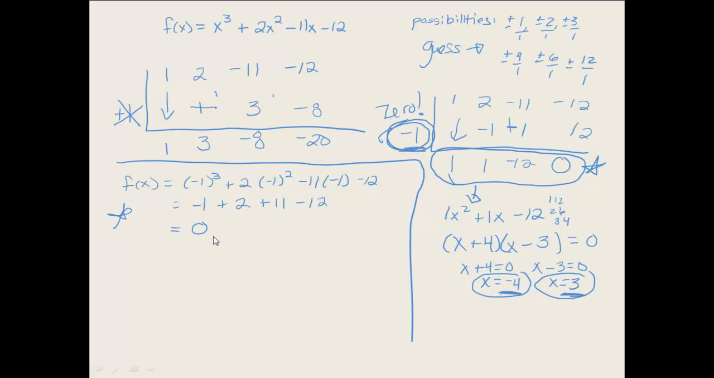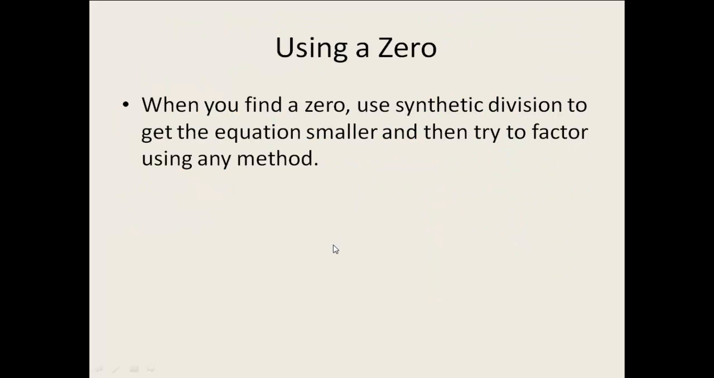If you use direct substitution, once you find that number that works, that negative 1, you still would need to go over and then do the synthetic division for it so you could get this easier equation. So either way works for finding the zeros, but you're still going to have to go back to the synthetic division eventually to finish finding the other zeros. So once you get that 0, use the synthetic division, get the equation smaller, and then factor it using any method.